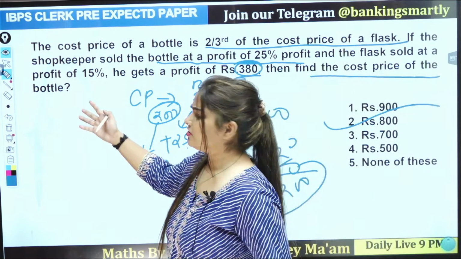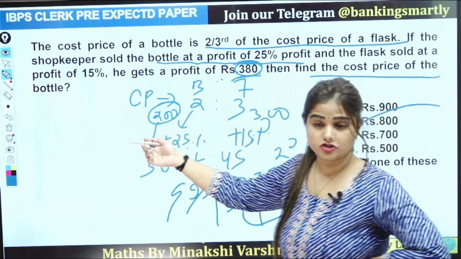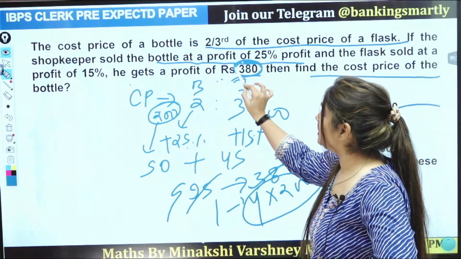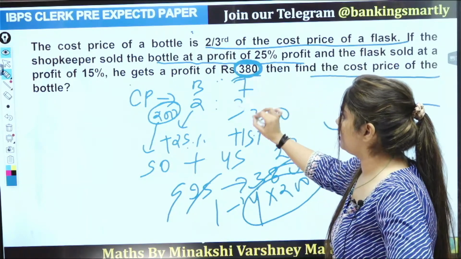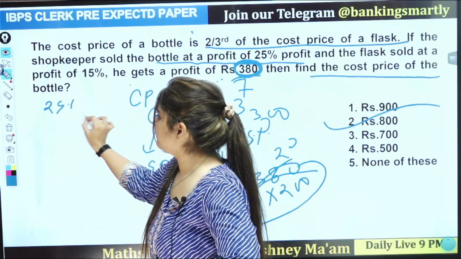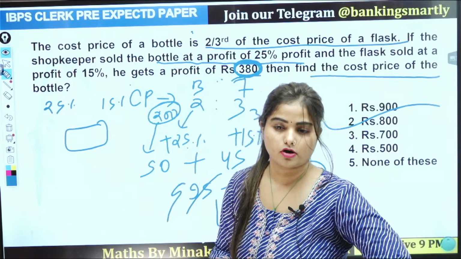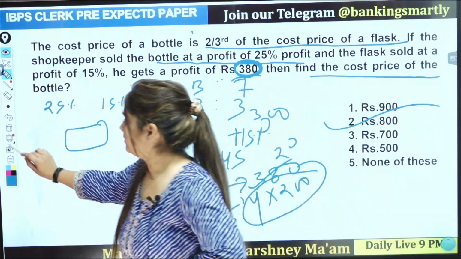In this question, you have simple things. We did some questions on allegation also, but we can't apply allegation here because we can't predict the total cost price. If we apply allegation, we have 25% and 15%, but we don't have the complete overall profit in percentage form. That's why we can't apply allegation here. Okay, next.